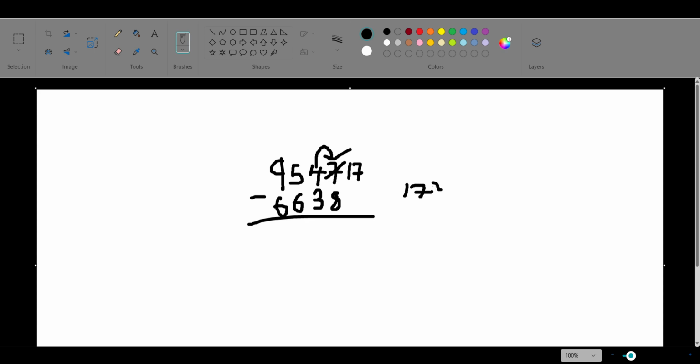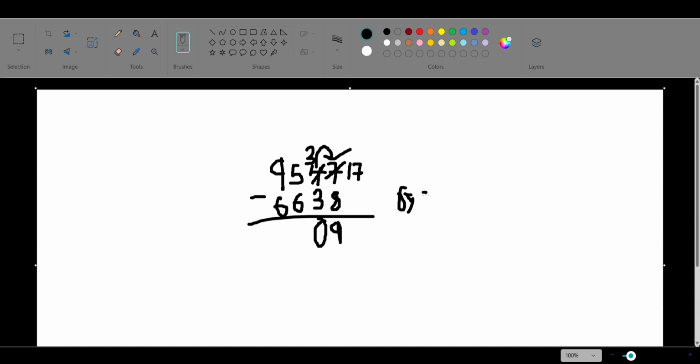Now 17 here is greater than 8. Now you can do 17 minus 8, which is 9. And also, don't forget, you carried 1 here, so you have to cut this and put 3. If you don't, then it'll be wrong. So 3 minus the number itself, 3, is equal to 0. That's easy.